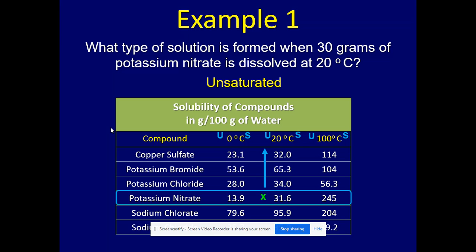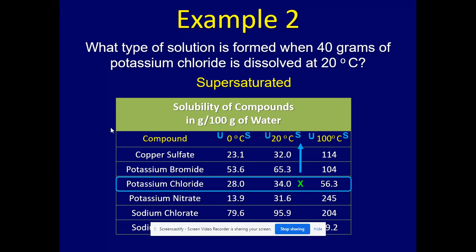Here we're going to have a supersaturated solution. We're looking at potassium chloride, third one down, and we're looking for 40 grams at 20 degrees Celsius. Well, 34 grams is the saturated solution, and 40 grams is more than that, so it falls to the right of that number, so it's supersaturated. If you remember those tricks with the US, it'll make this table a lot less complicated than how it originally begins. Hopefully that helps.